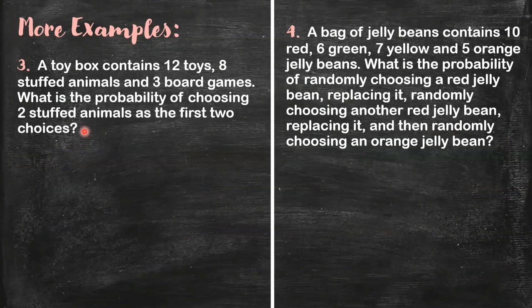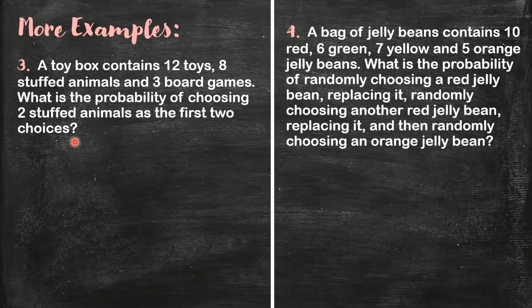Sometimes, there are problems na walang keywords. So, kagaya ng problem na ito, wala tayong keywords na put back, without replacement. Walang ganon. Pero, ang ibig sabihin kasi nitong choosing 2 stuffed animals as the first 2 choices, sabay niya kinuha yung dalawang stuffed animals. Kung hindi man sabay, magkasunod niyang kinuha. So impossible, hindi posible na may replacement na nangyari. Hindi posible na ibinalik niya muna yung unang toy saka kumuha ng second toy. Kasi malamang sabay niya kinuha yung 2 stuffed animals na ito.